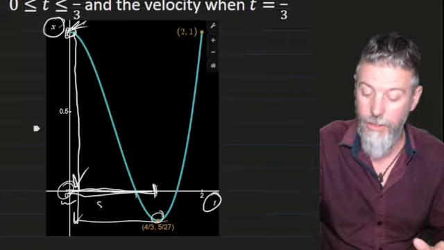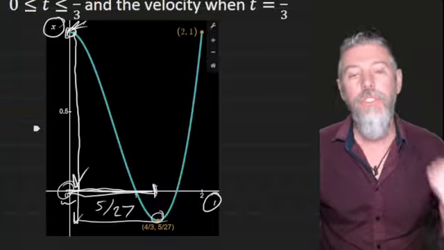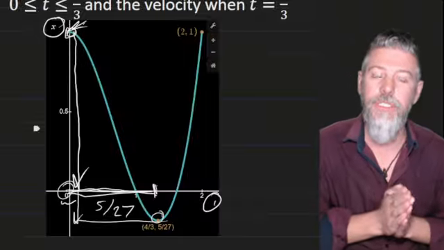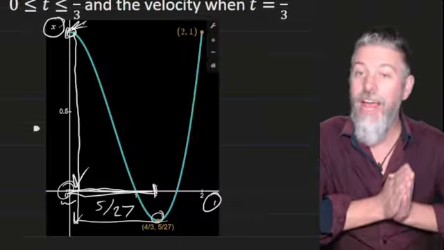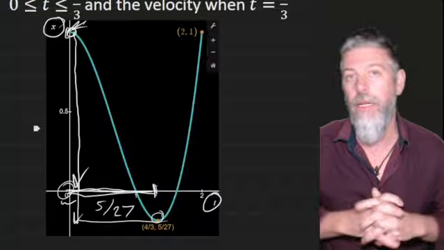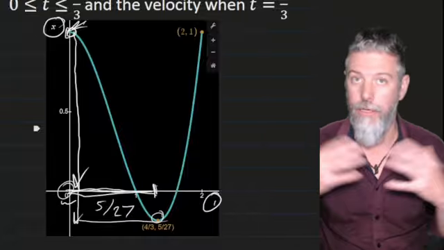Now, this value here is 5/27. So the distance that the particle has traveled includes all of the distance that it travels all the way to the origin, and then it includes the distance it travels past the origin to the left-hand side. Now, these values don't have direction.